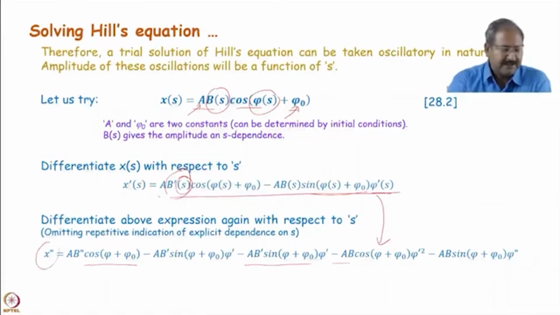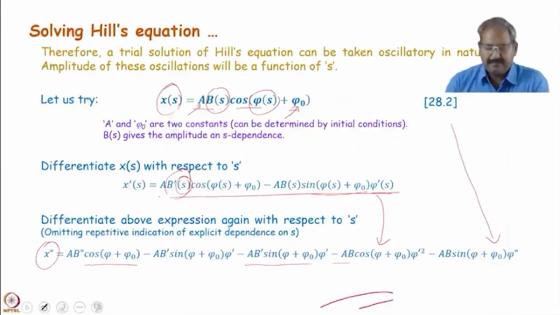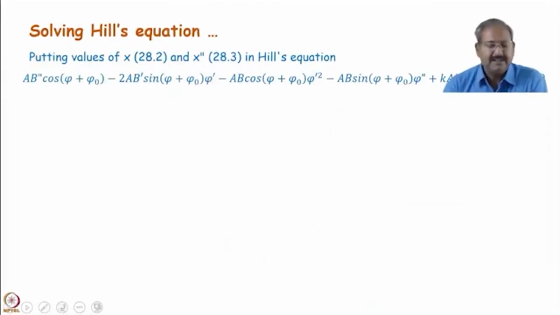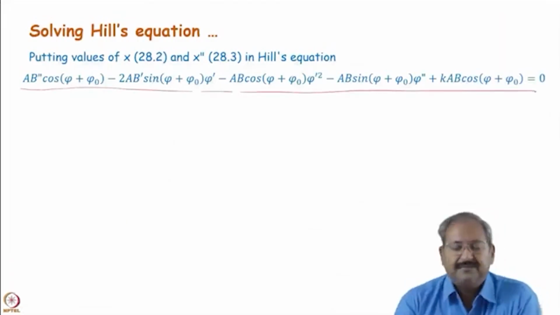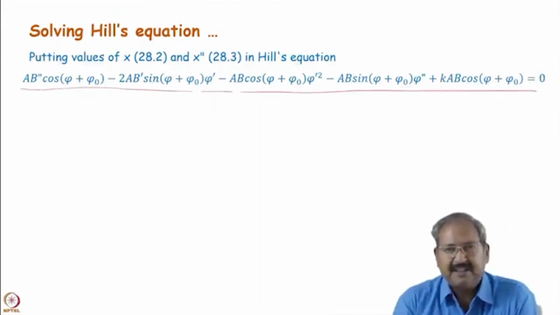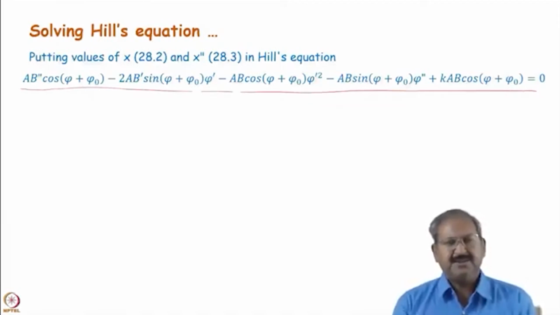Now we have x double prime, and we also know what our trial solution x is. So x double prime plus Kx is equal to 0. This is the Hill's equation. So using these two equations, we can put them into the Hill's equation. When we put these terms in the Hill's equation, this is the expression which we get. Now you can see here that phi is a function of s. So this is true everywhere. Whatever s is, it should be true, because Hill's equation is valid everywhere.